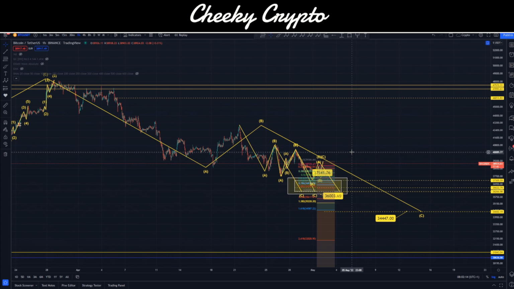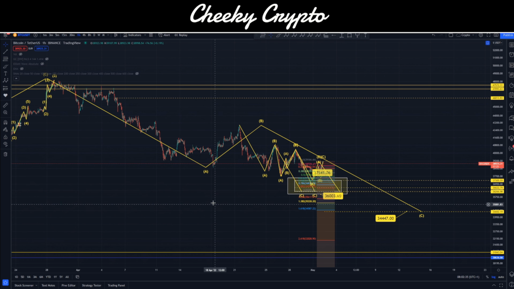Now, I don't know where that's likely to go. I would estimate personally 40-ish maybe on that next bounce up after 36. So maybe you go from $36,000 up to about $40,000, and then down to $34,000. And then you end up with basically a big ABC structure inside here.